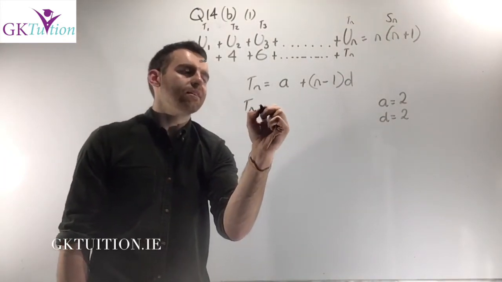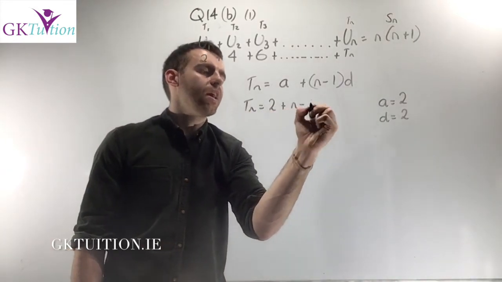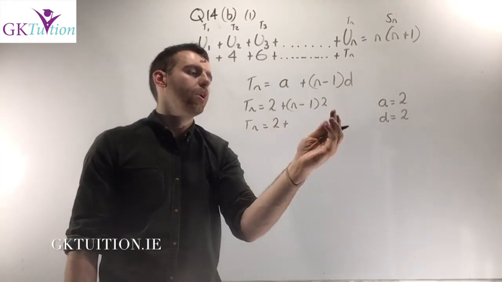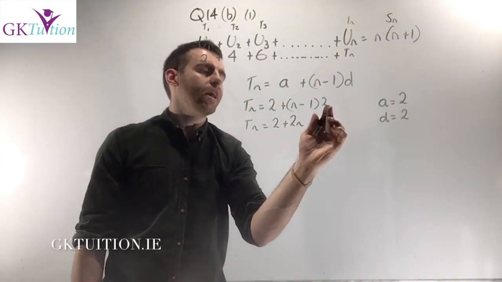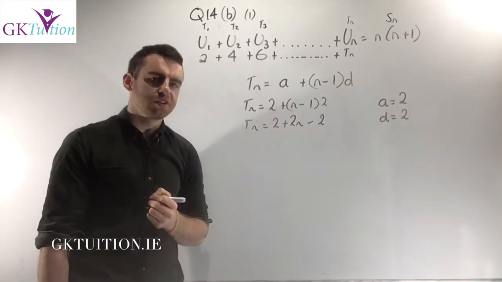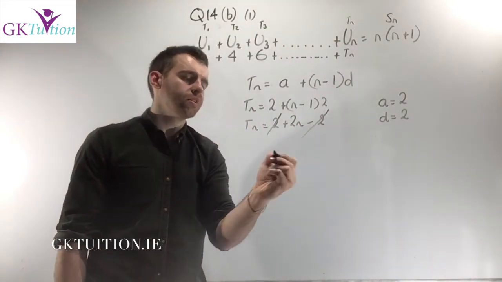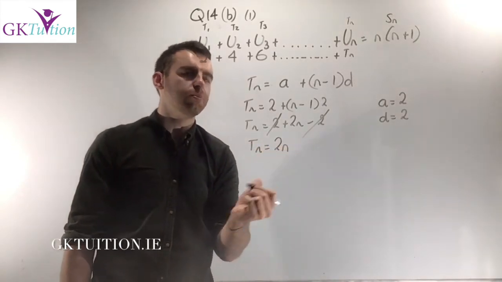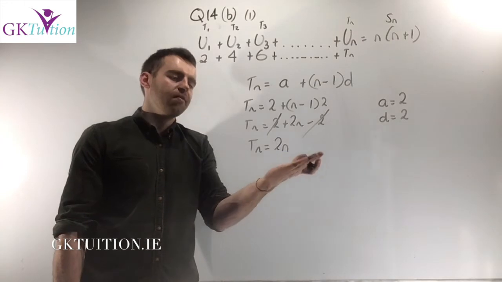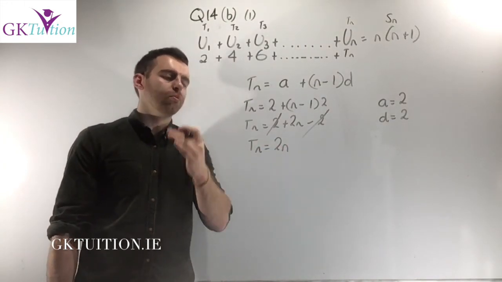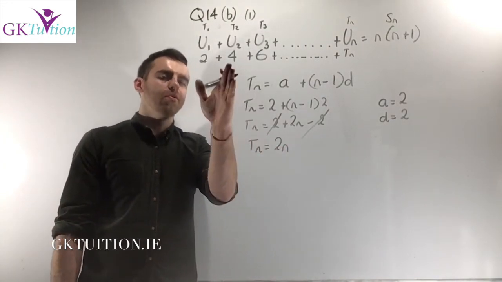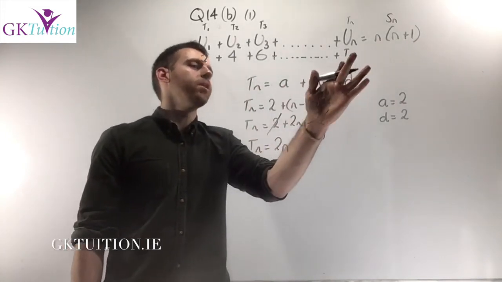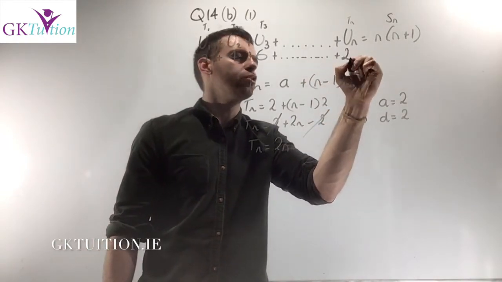So Tn in this case would be a, which is 2, plus n minus 1 times 2. And if I simplify that, it's just going to be 2, and then 2 multiplied by n gives me 2n, 2 multiplied by minus 1 gives me minus 2. So plus 2 and minus 2 cancel out, so I just work out that the general formula for this sequence is just 2 multiplied by n. And that makes a lot of sense. If I subbed in 1, 2 by 1 gives me 2. If I subbed in 2, 2 by 2 gives me 4. 2 by 3 gives me 6, 2 by 4 gives me 8, 2 by 5 gives me 10. So I know that the general formula for this sequence is just 2n.